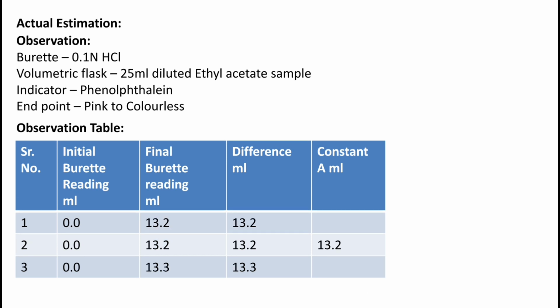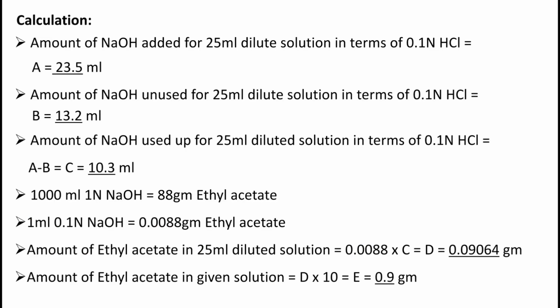Now see the observation and observation table for actual estimation. The burette reading is 13.2 ml. Now using burette readings from two observation table, do the calculation of amount of ethyl acetate in given solution as shown.